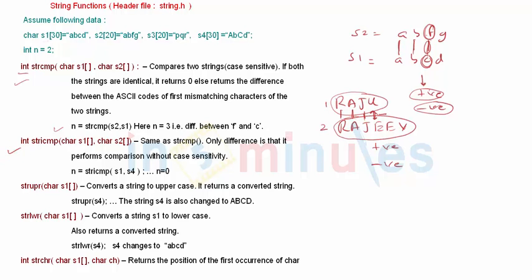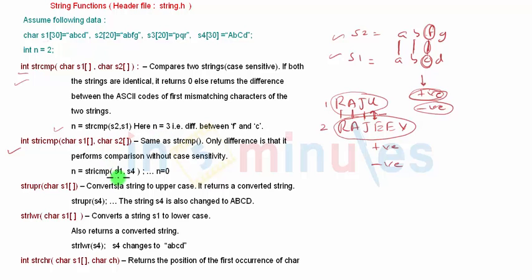Next is strcasecmp. This is string compare ignoring case. So the two strings are compared ignoring cases. Now suppose you write strcasecmp for S2 and S1. Here again the comparison will be the same way. It is A, B same, F and C are different. The answer will be a positive value. So it can again be a positive or negative value if there are two different strings. But in this case the comparison will be case insensitive.